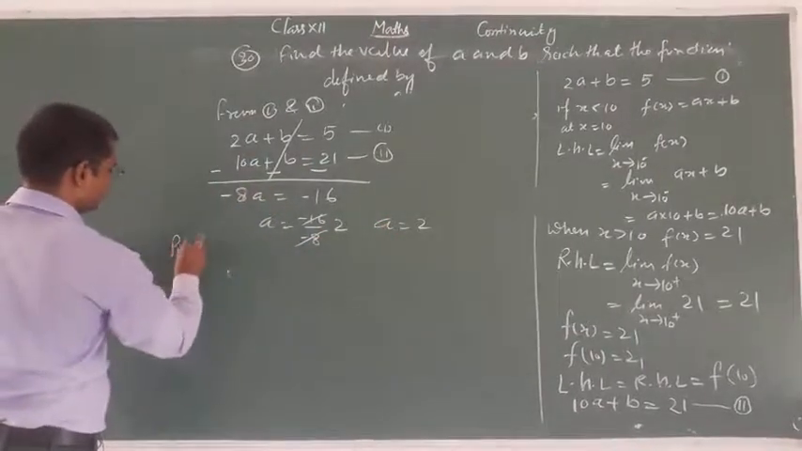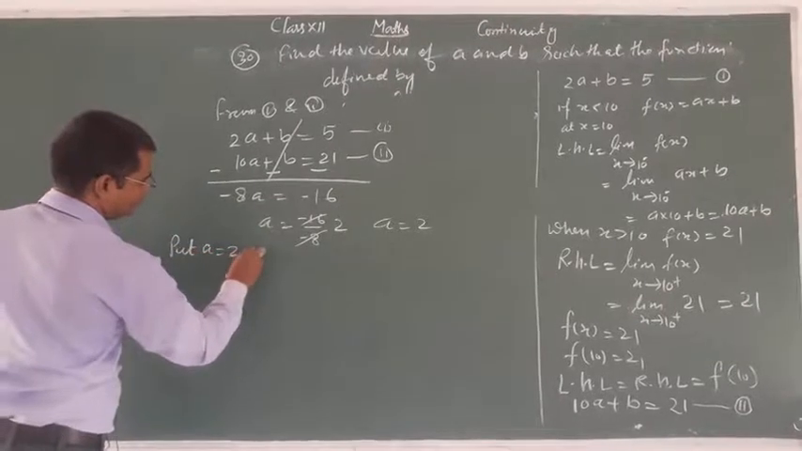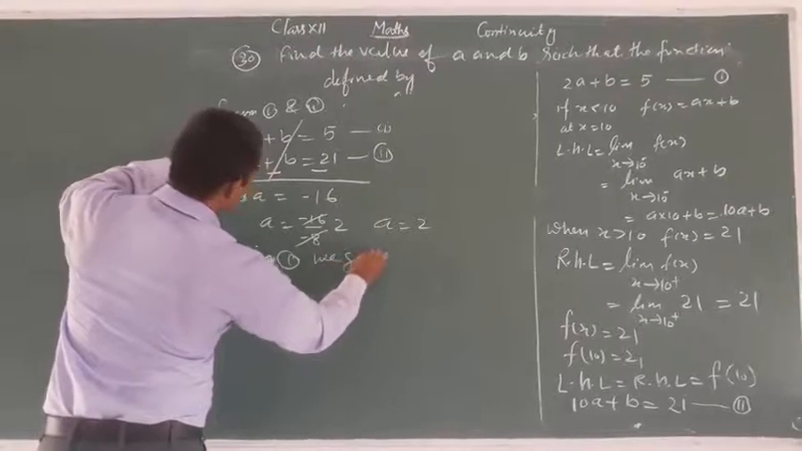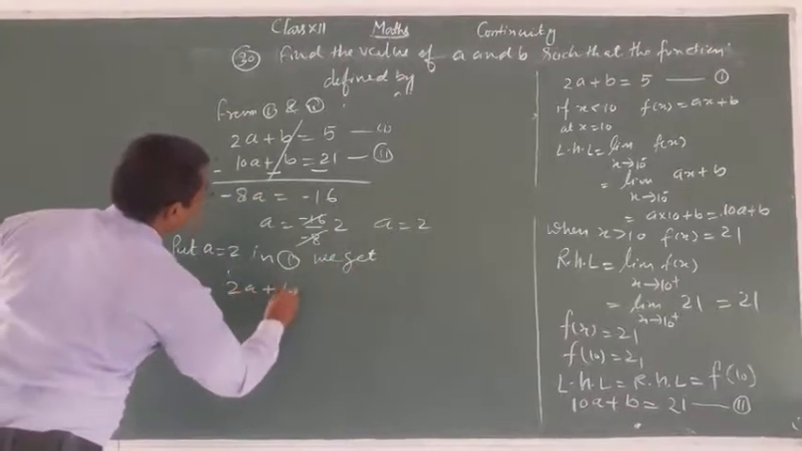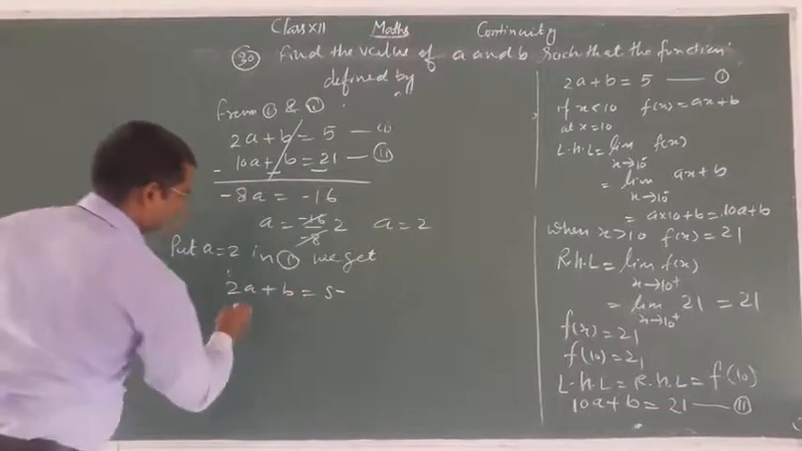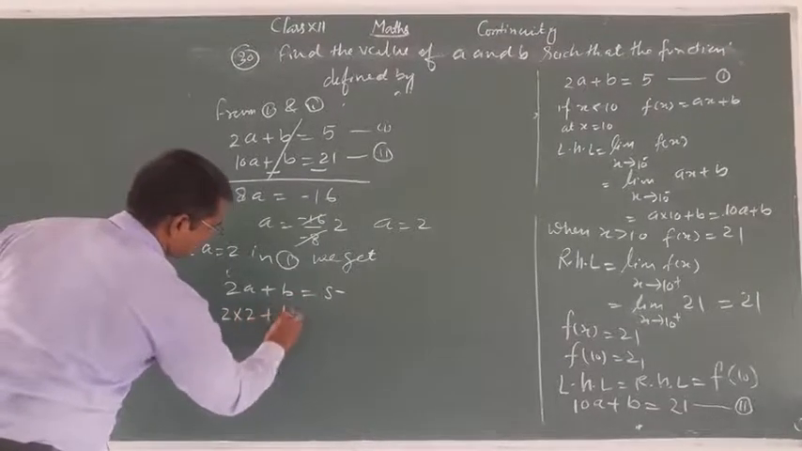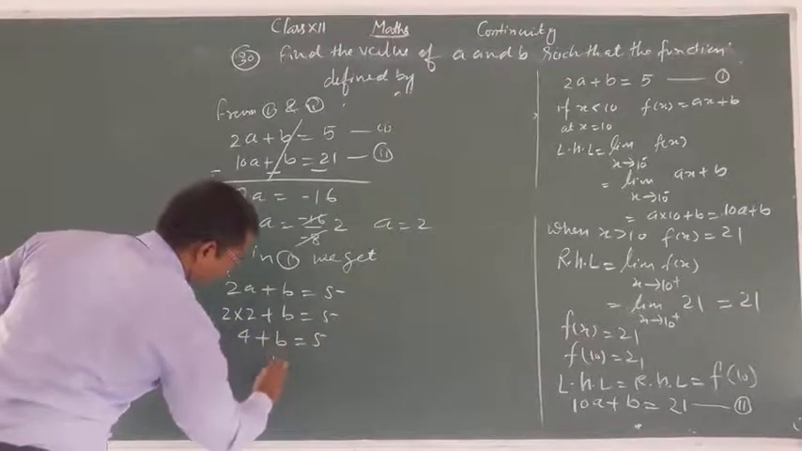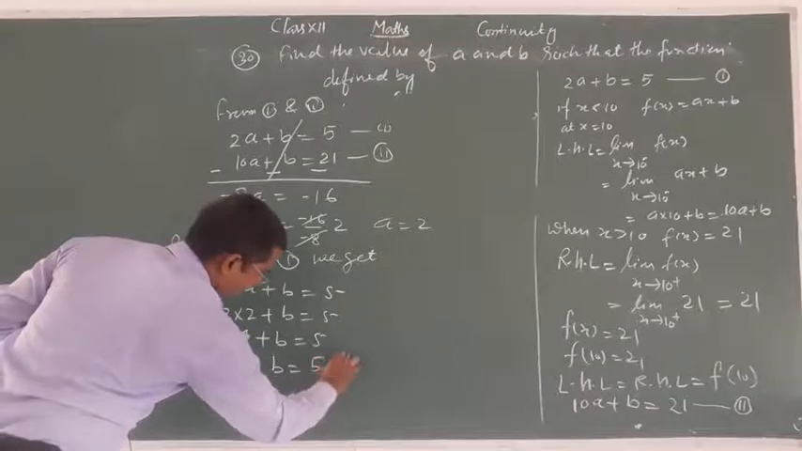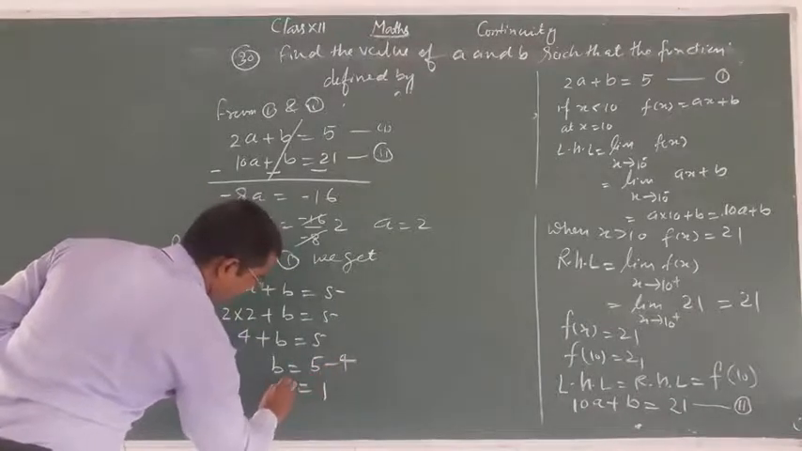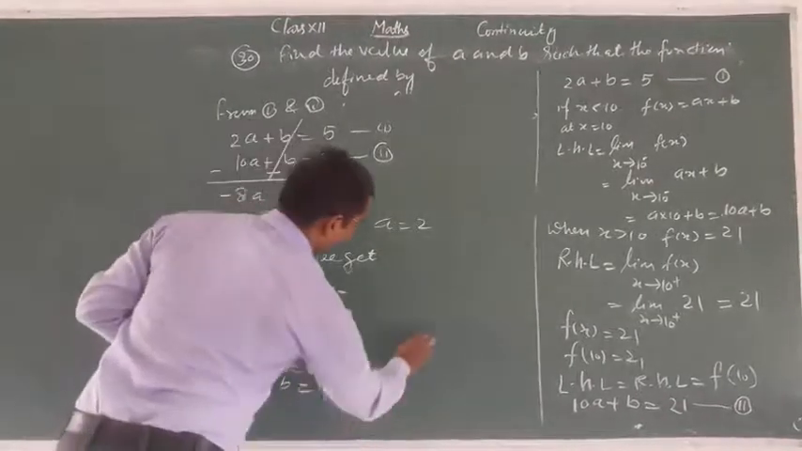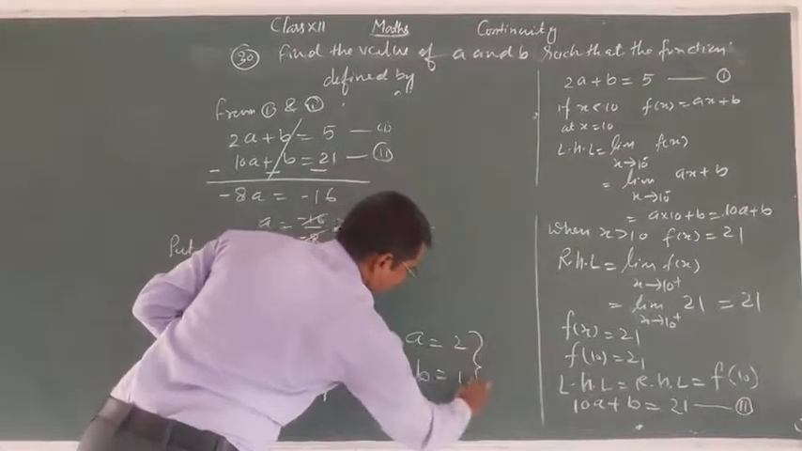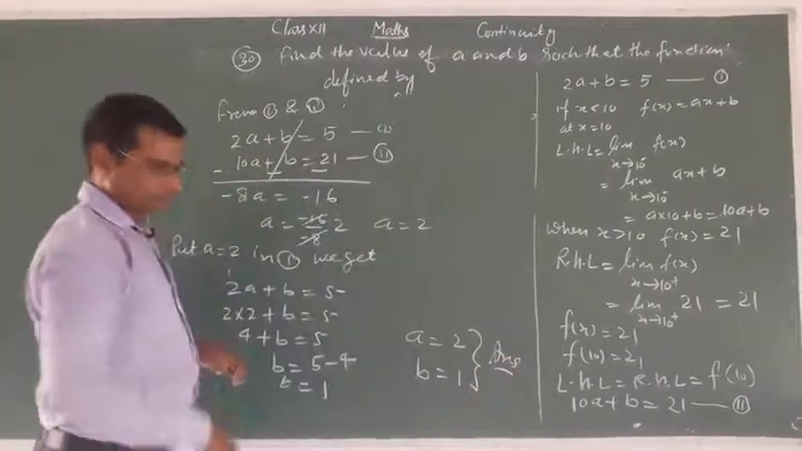Now put a equals 2 in the first equation. We get 2a plus b is equal to 5. So 2 into 2 plus b is equal to 5. So 4 plus b is equal to 5. So b is equal to 5 minus 4, which is 1. So b is equal to 1. So the value a is equal to 2 and b is equal to 1. This is the answer.